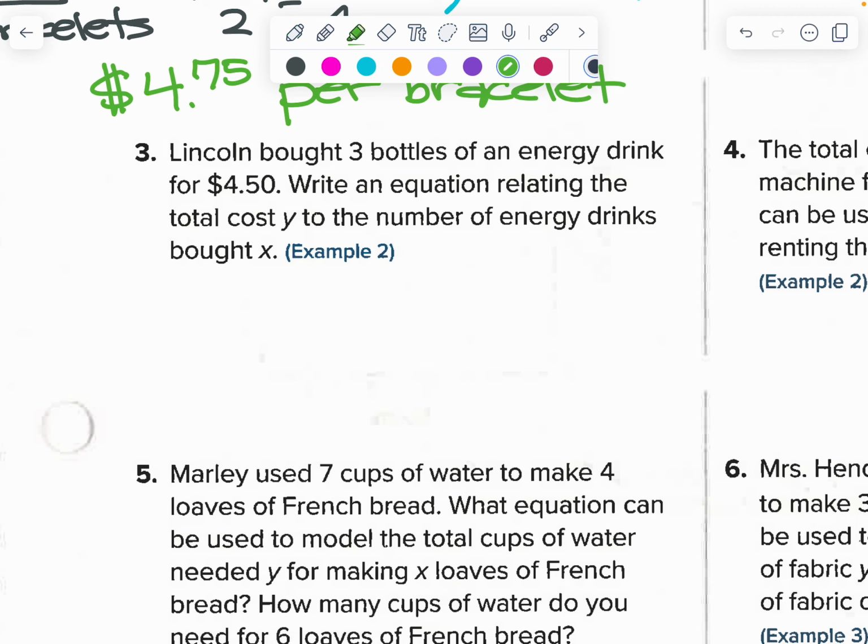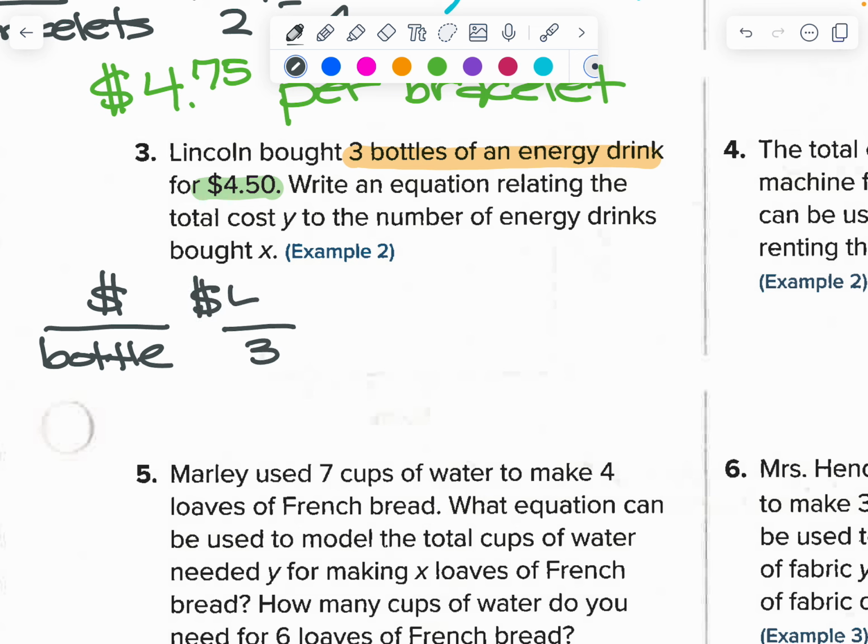All right. Lincoln bought 3 bottles of an energy drink for $4.50. So write an equation relating the total cost to the number of energy drinks. So here we go. We're going to do what they did for us in the last problem. So I'm going to do how much it costs per bottle of the drink, right? They tell us that we've got 3 bottles is $4.50.